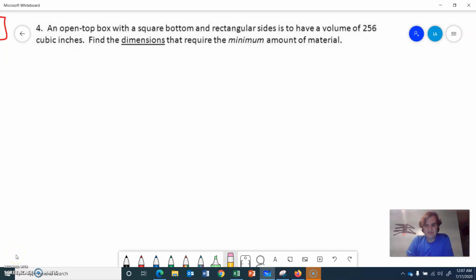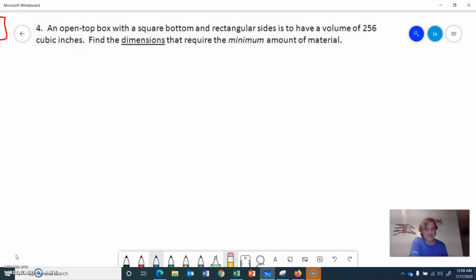Hey everybody, it's Mr. Allred from Calculus class, and we're still talking about optimization. So here's a problem. It says an open top box with a square bottom and rectangular sides is to have a volume of 256 cubic inches. Find the dimensions that require the minimum amount of material.